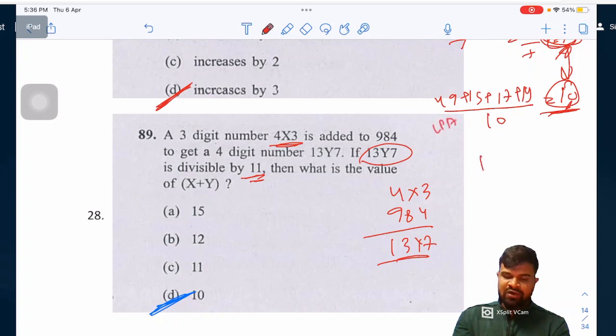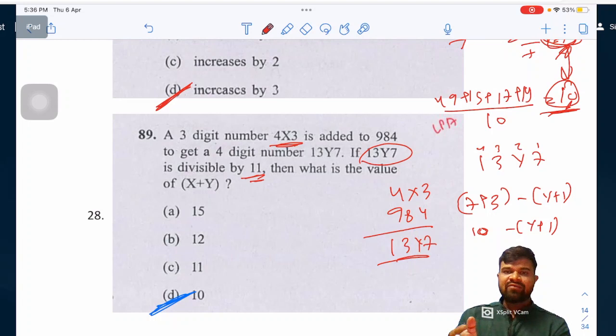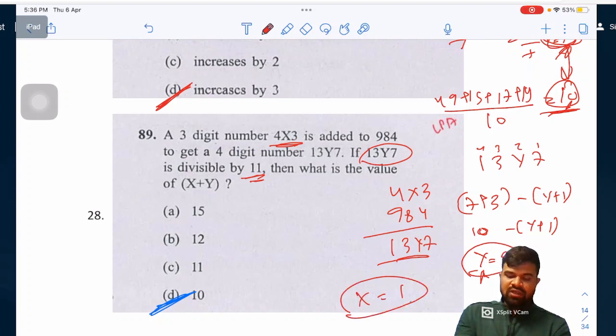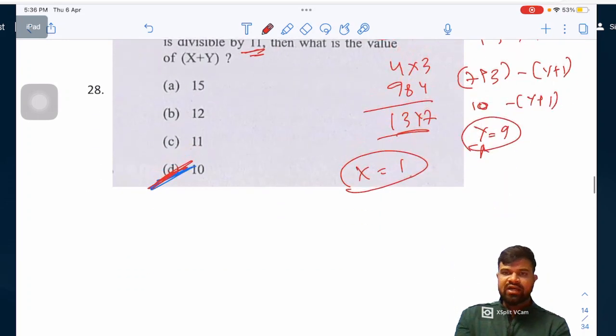So what was the divisibility rule? This is 1 3 y 7, positions 1 2 3 4. We take the sum of odd positions, 7 plus 3, minus the sum of even positions, y plus 1. We found that this is 10 minus y plus 1. It should either be a multiple of 11 or be 0. So we got that y is equal to 9. When we put y equal to 9, we find that x is equal to 1. So the sum of x plus y is 10, based on the two fundas given in the question.